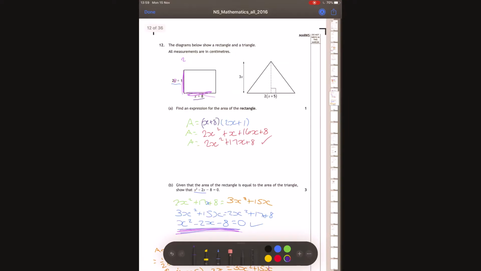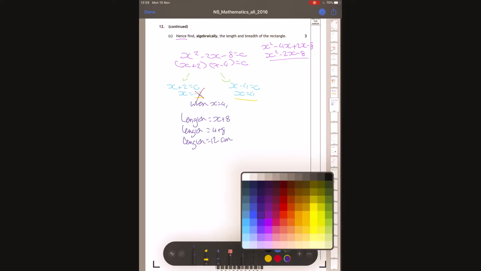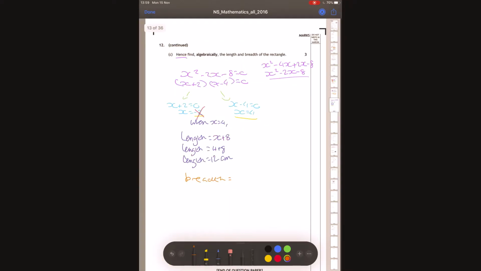And let's check, do we have units? All measurements are in centimetres. Yes we do, 12 centimetres. And then for breadth, breadth is equal to, what was it, 2x minus 1? 2x plus 1. Breadth is equal to 2 times 4 plus 1. Breadth is equal to 9 centimetres. And that's your final answer.